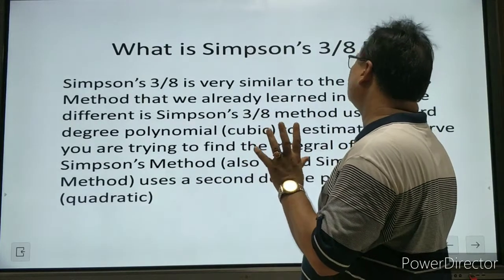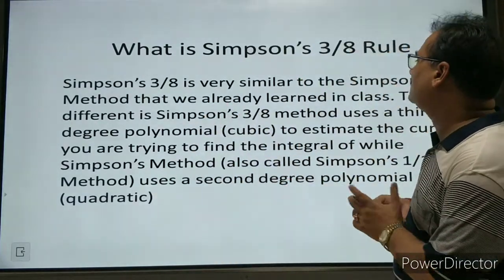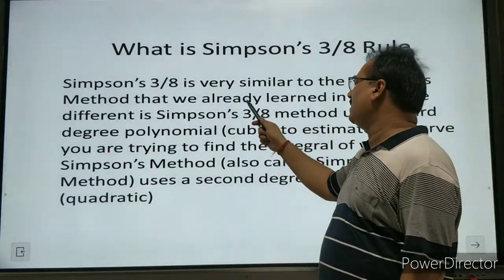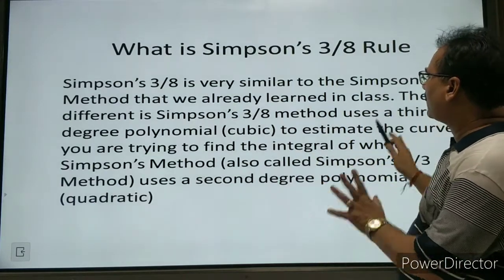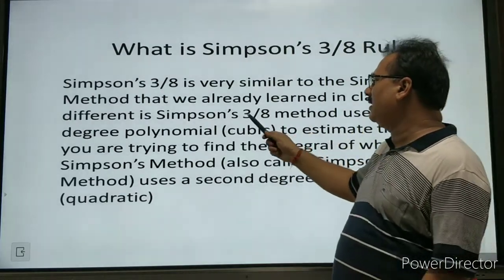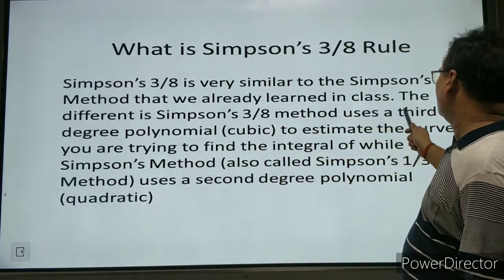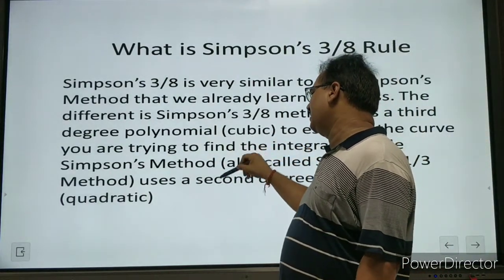Now what is Simpson's 3 by 8 rule? If you want to summarize, then you can say Simpson's 3 by 8 is very similar to the Simpson's method that we already learned in the classroom or from the books. They are very similar to each other. The difference is that Simpson's 3 by 8 method uses a 3rd degree polynomial, cubic. Mind it, this is a very important sentence.